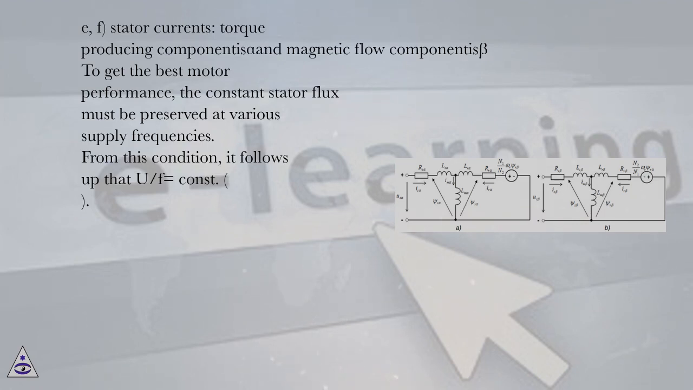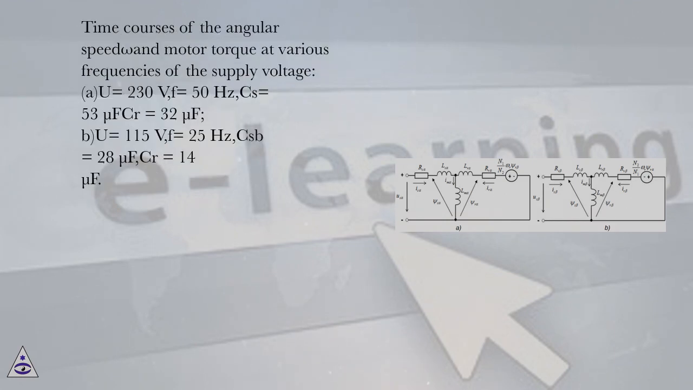To get the best motor performance, the constant stator flux must be preserved at various supply frequencies. From this condition, it follows that U/f equals const. Time courses of the angular speed omega and motor torque at various frequencies of the supply voltage: A, U equals 230 V, f equals 50 Hz, Cs equals 53 microfarads, CR equals 32 microfarads; B, U equals 115 V, f equals 25 Hz, Cs equals 28 microfarads, CR equals 14 microfarads.